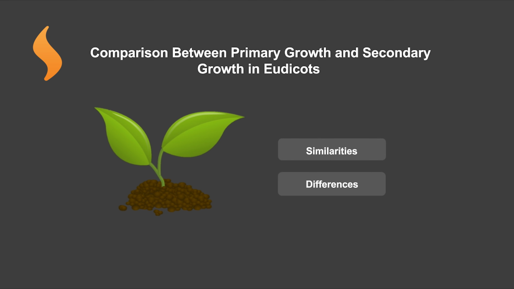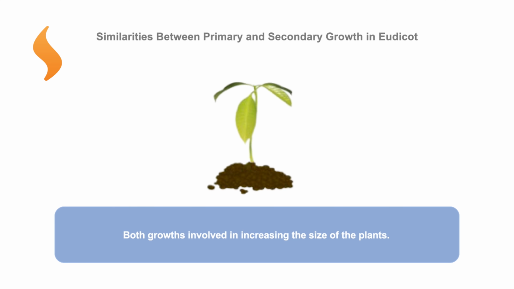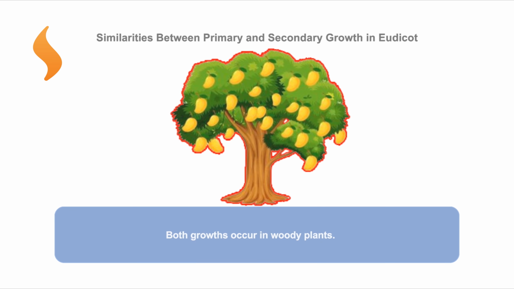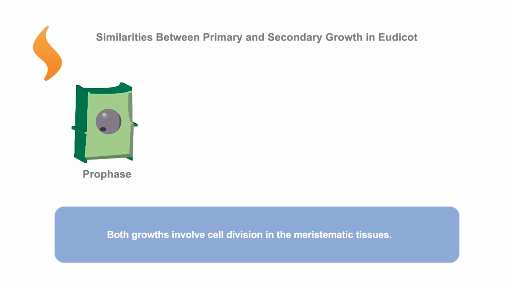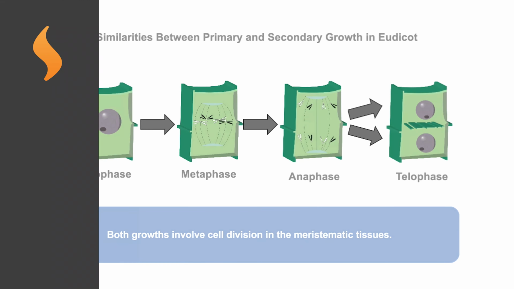There are similarities and differences between primary and secondary growth in eudicots. Firstly, we will look at the similarities. Both growths are involved in increasing the size of the plants. Both growths occur in woody plants. Also, both growths involve cell division in the meristematic tissues.